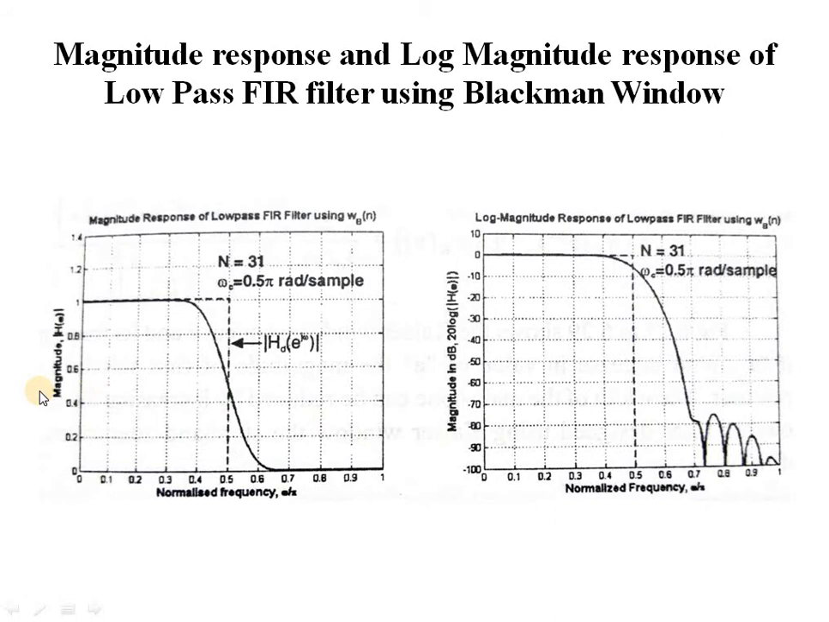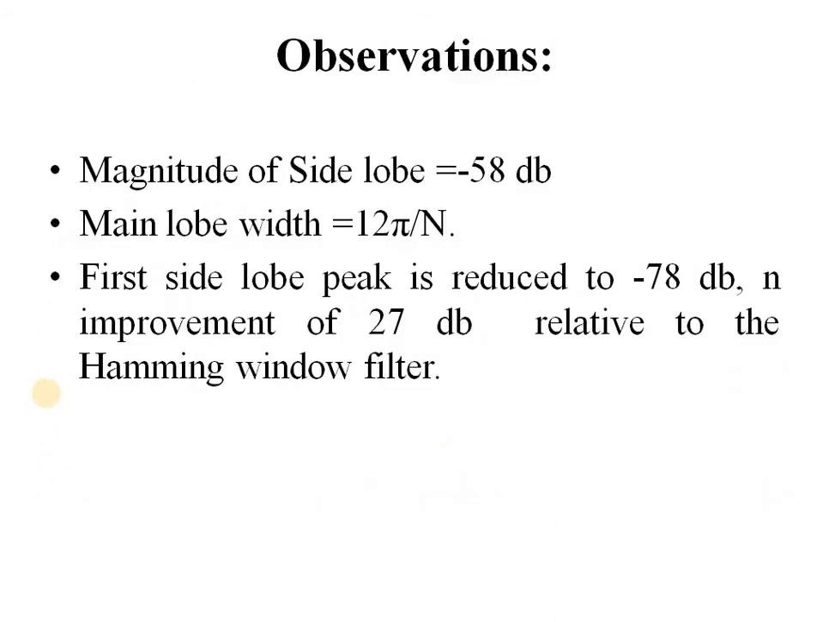Once again, I would like to summarize as observations. The magnitude of the side lobe level in this case was equal to minus 58 dB, and the main lobe width is 12 pi by N, which is the highest among all those other windows that we have considered until now. And the first side lobe level peak is reduced to minus 78 dB, an improvement of 27 dB relative to the Hamming window filter.